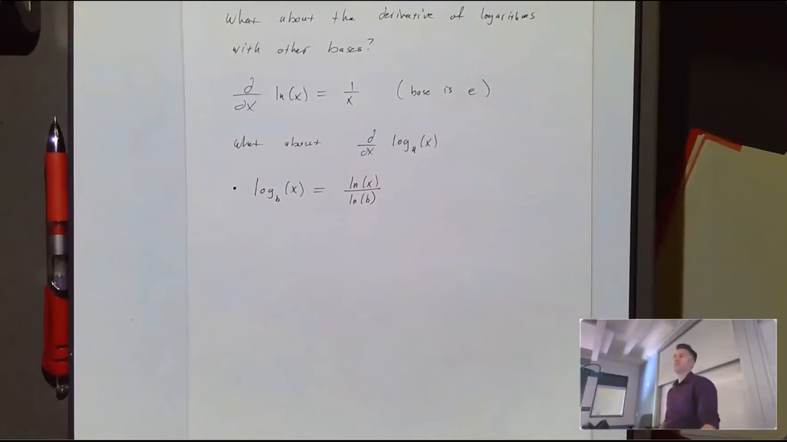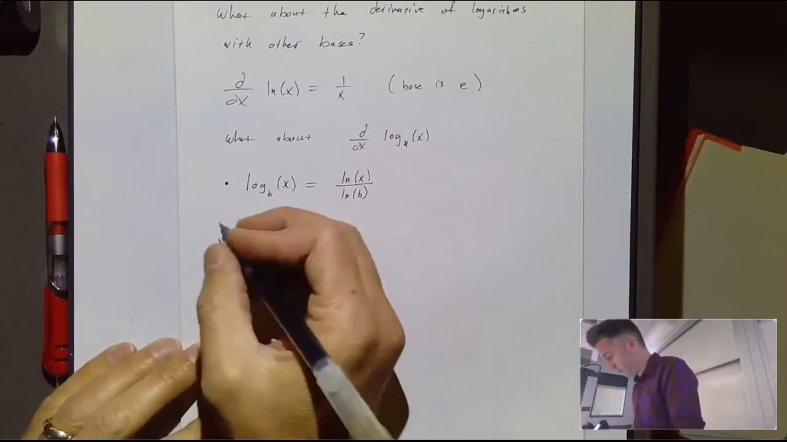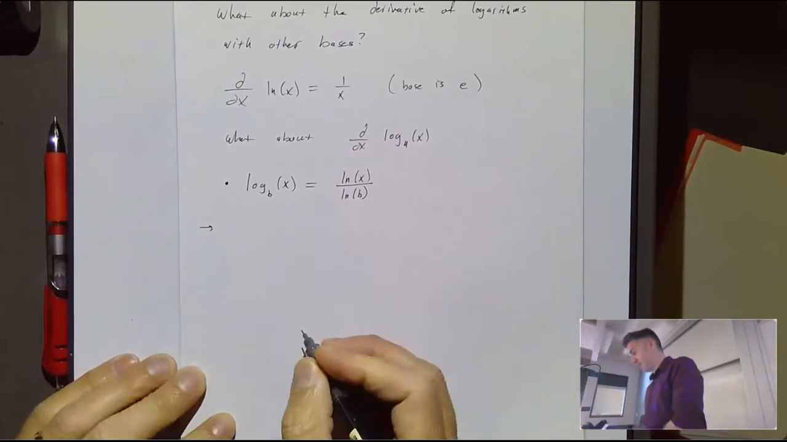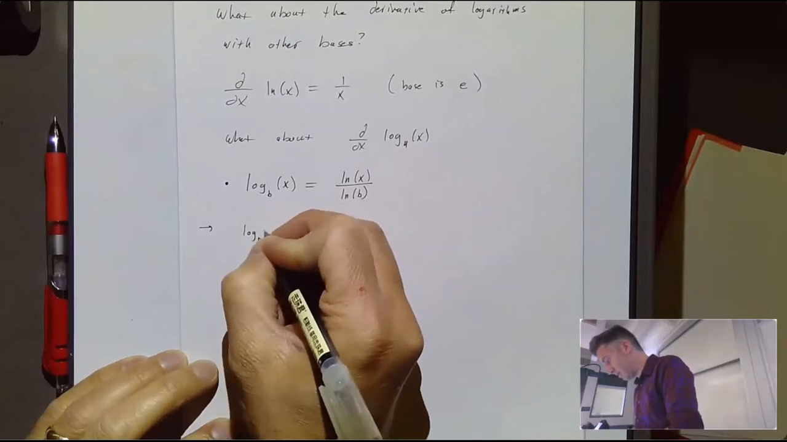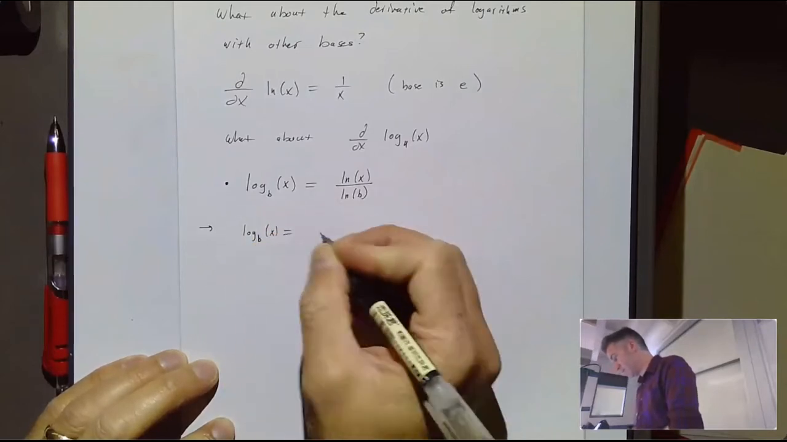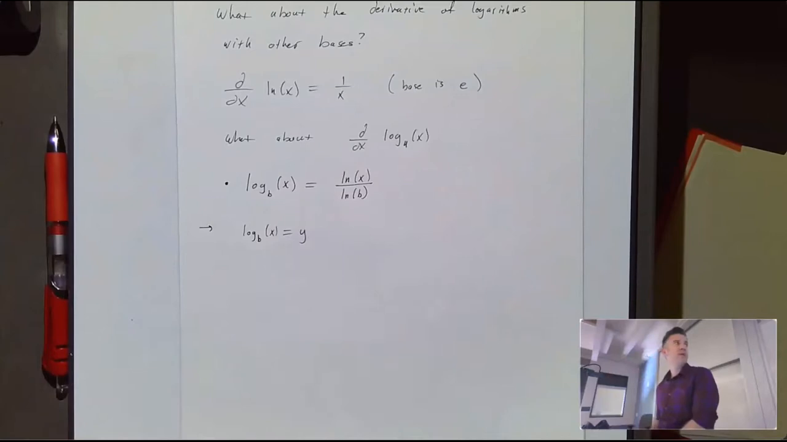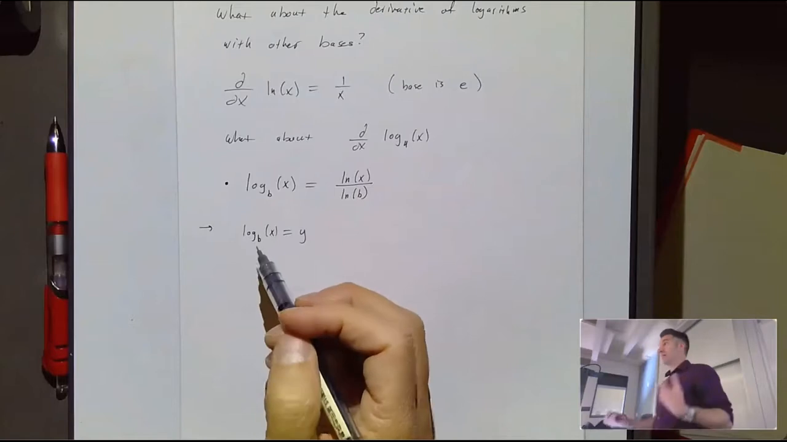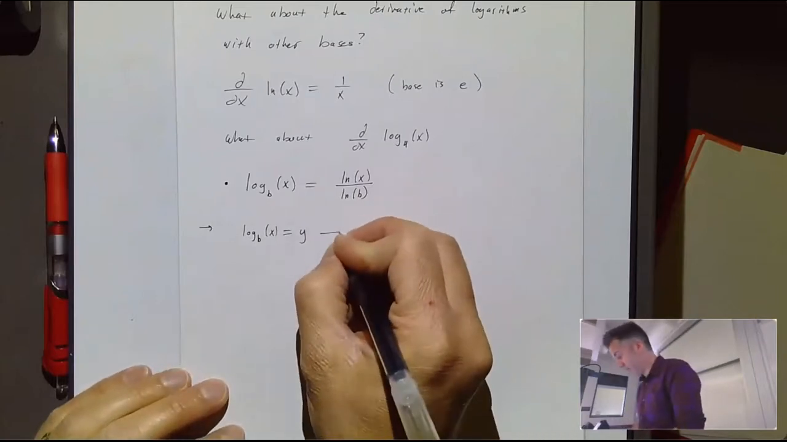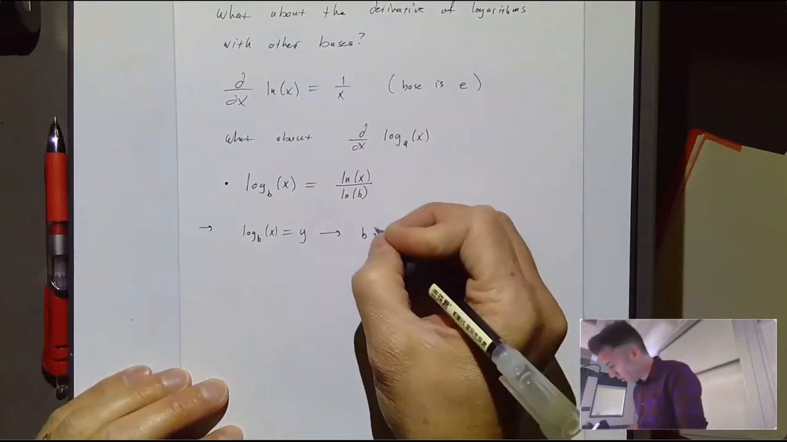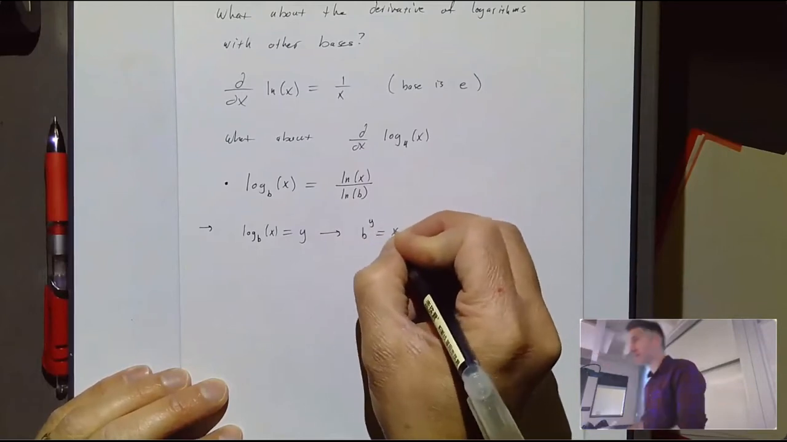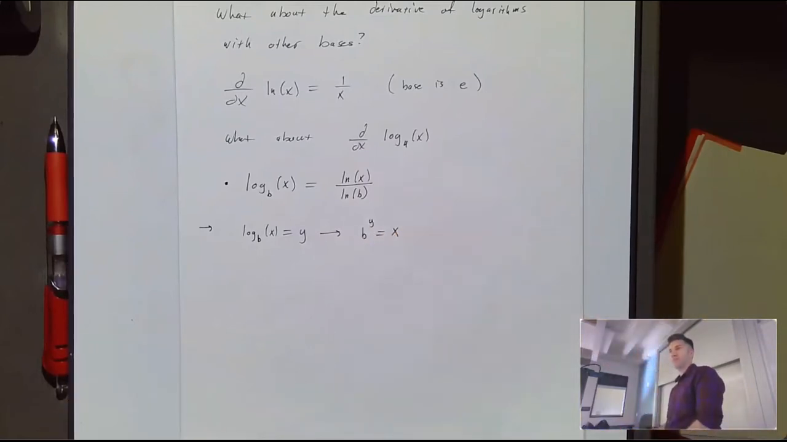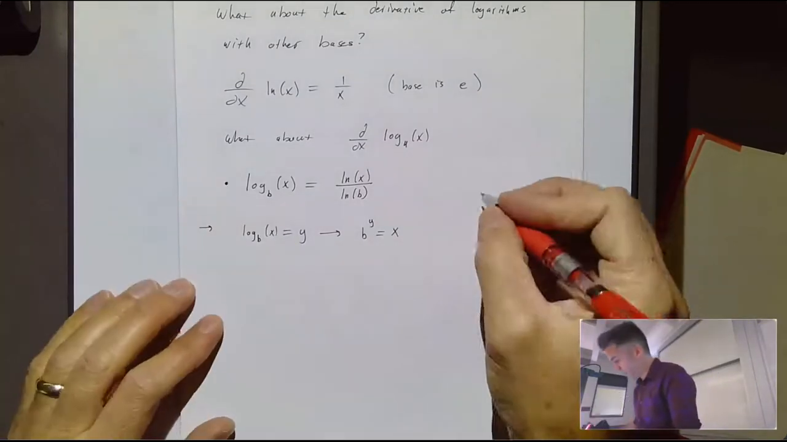I feel like I'm going to say it anyway, just as a reminder. So where does this come from? If you're trying to rewrite this, let's say this is equal to y. Well, there's a way of rewriting this logarithmic equation as an exponential equation. I can rewrite this as my base to the y power equal to x.